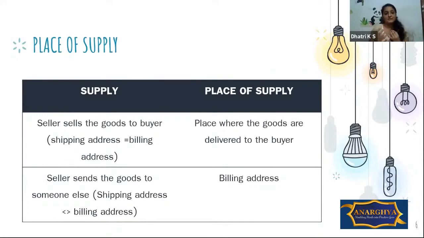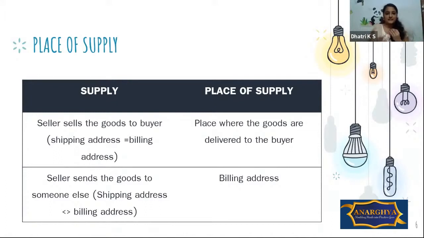Now we'll see how this place of supply applies. When you order something online for yourself, that is, the shipping address is the same as the billing address, in such cases, place of supply will be where the goods are delivered to the buyer. That is, place of supply will be the billing address or shipping address, because both of these are the same in this case. Next is the case where you are ordering something online for someone else, that is, the shipping address is different from the billing address. In such cases, place of supply will be the billing address.